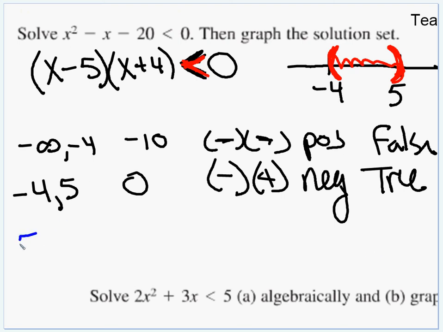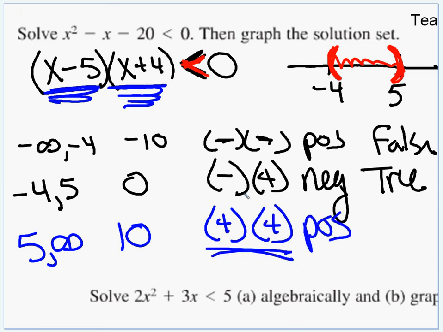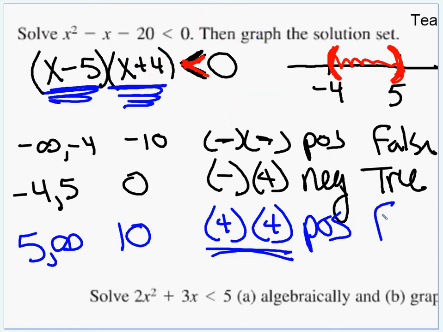Last interval, 5 to infinity. Use good old positive 10. 10 minus 5 is positive. 10 plus 4 is positive. A positive times a positive is positive. And positive numbers are not less than 0. So that's going to be false. We will not color in that last interval.